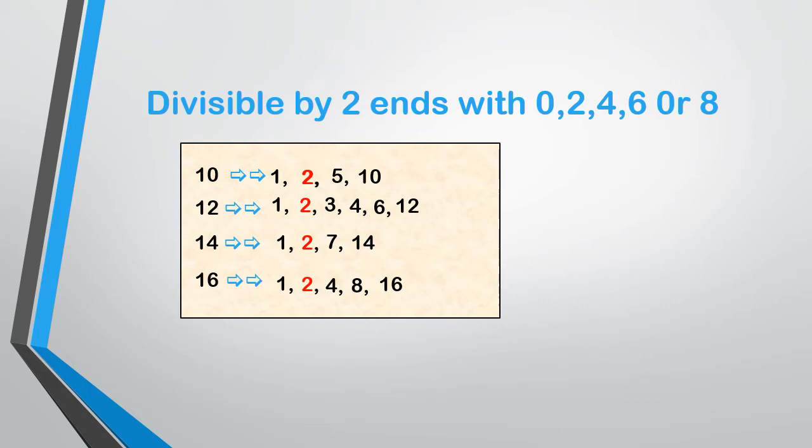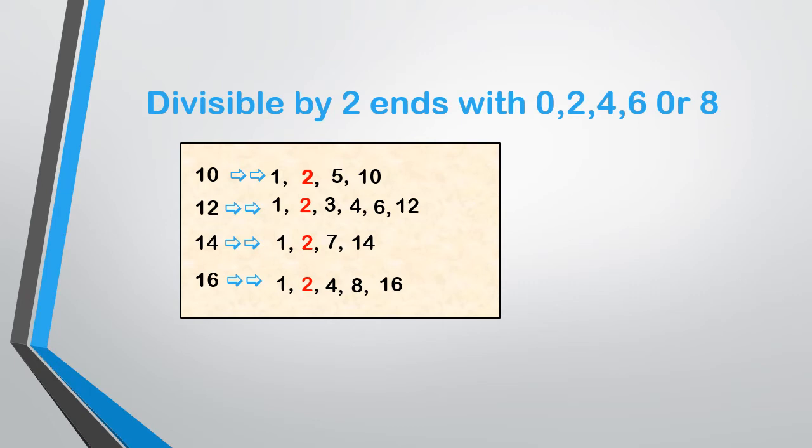Okay. And also 10 is divisible by 10. 12 is divisible by 12. 14 is divisible by 14. 16 is divisible by 16. So every number is divisible by the same number. Okay, the number itself and by 1.